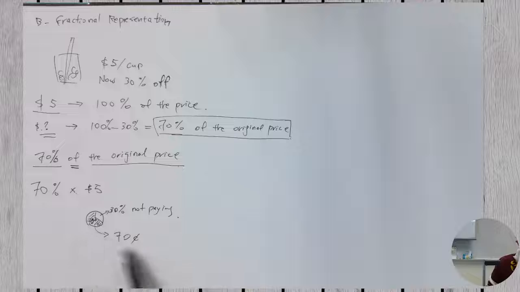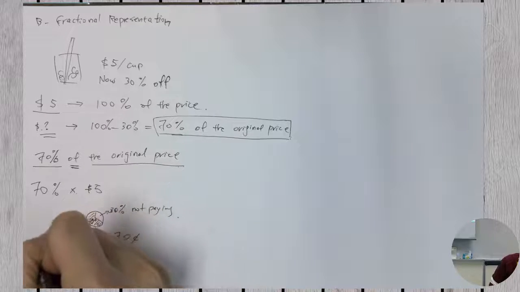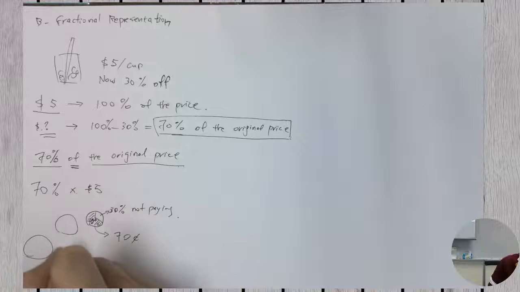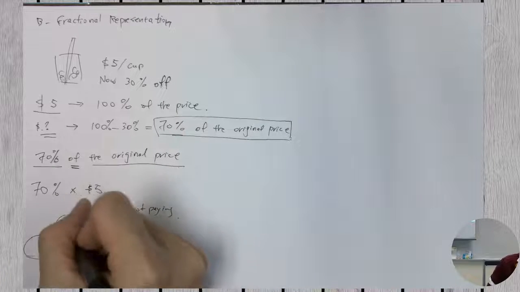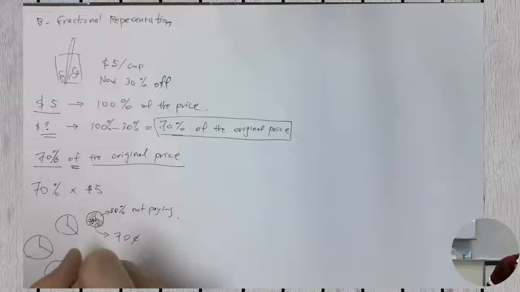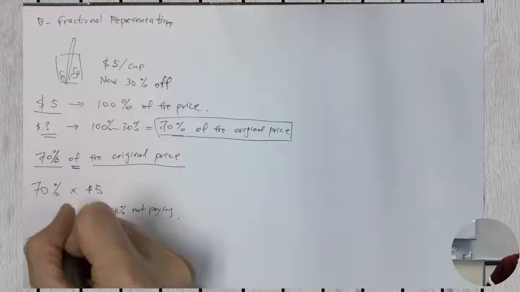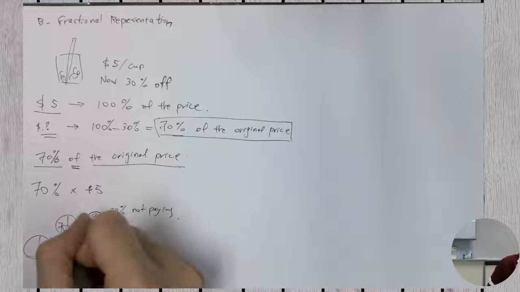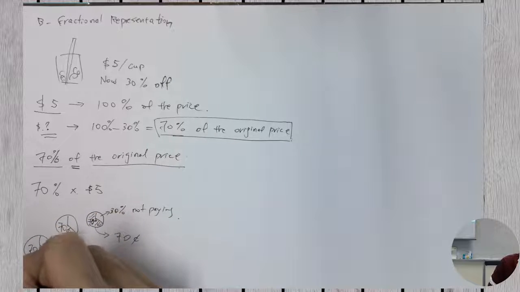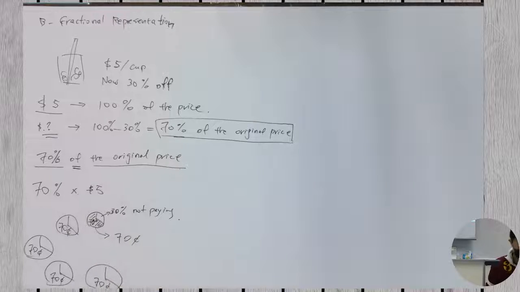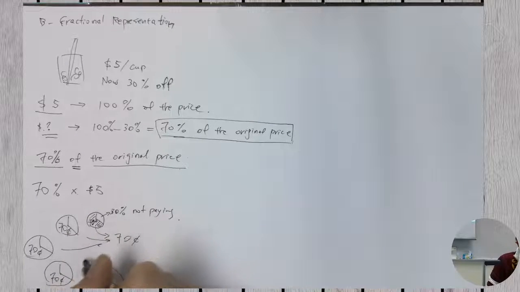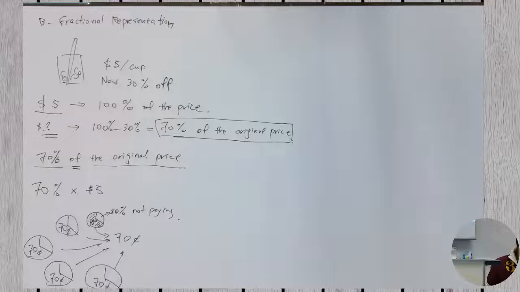So if I'm just paying 70 cents per dollar, therefore I'm paying, oopsie, this should be same size, okay, pardon me. 1, 2, 3, 4, 5. 5 of the 70 cents. Does that make sense? So that's 70 cents, that's 70 cents, 70 cents, 70 cents. Okay, 5 of the 70 cents. And you can add that together.